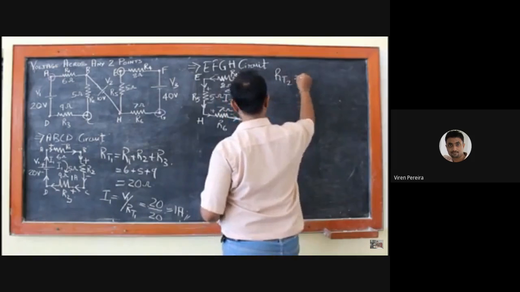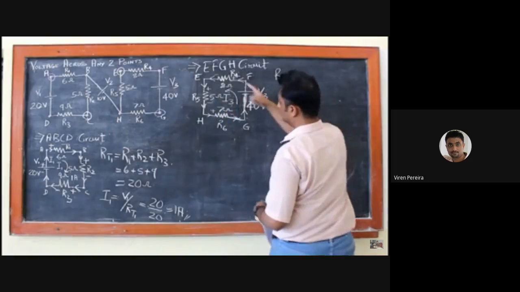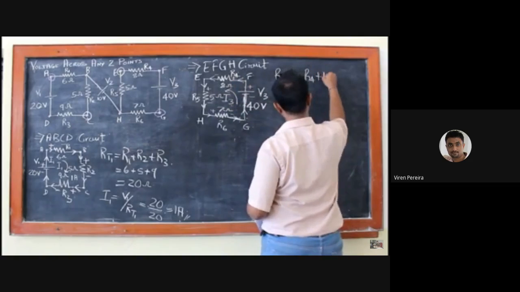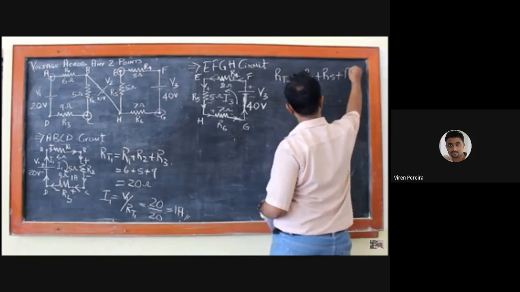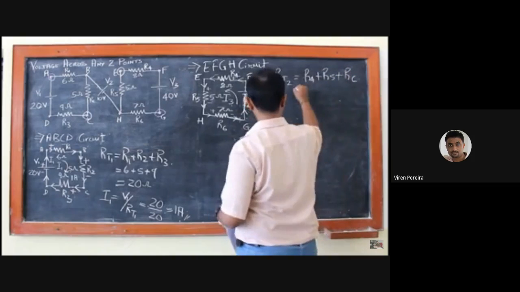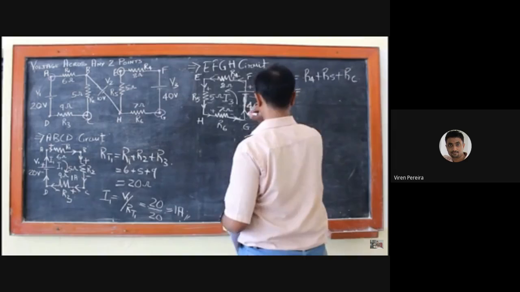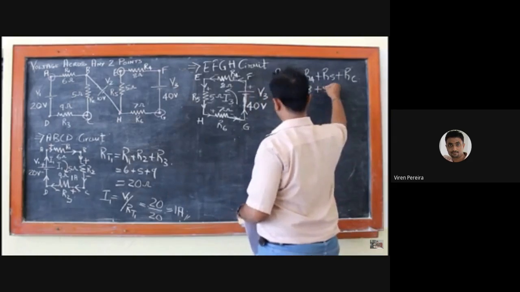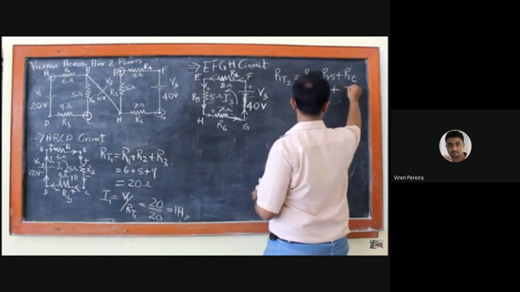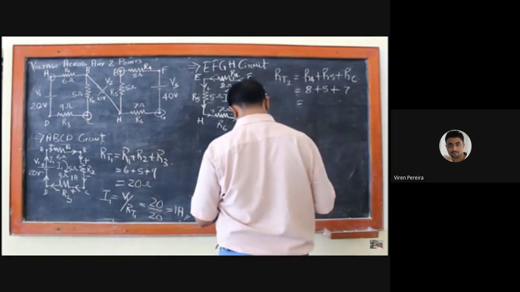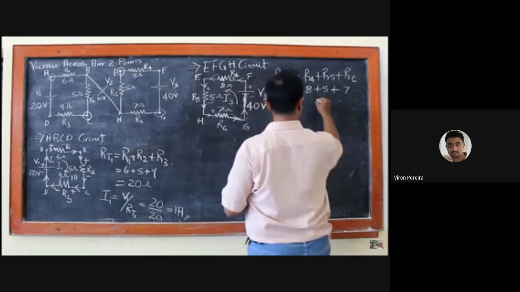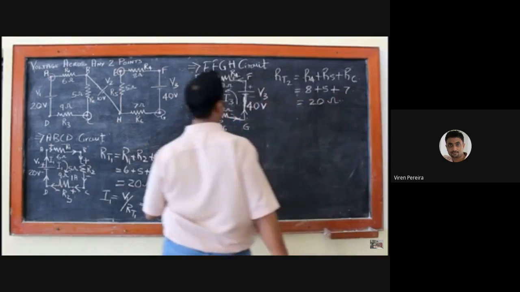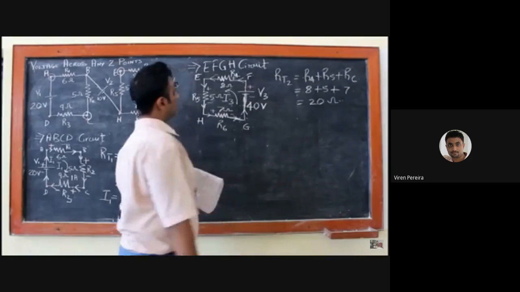RT2 equals R4 plus R5 plus R6, which is equal to 8 plus 5 plus 7, which will give me a total resistance of 20 ohms. So now I have my RT.